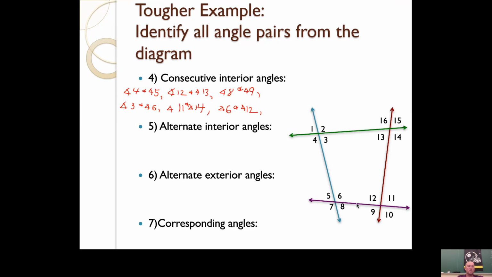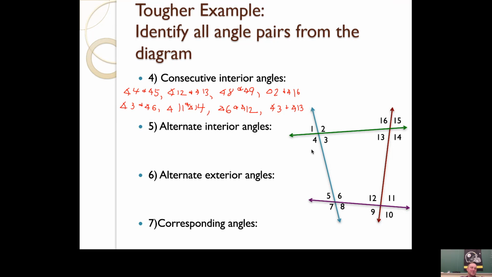Last time through, cover up the purple line. Let's look at the angles along this green transversal. Angle 2 and angle 16. Those are consecutive interior. Also angle 3 and angle 13. They would be consecutive interior as well.